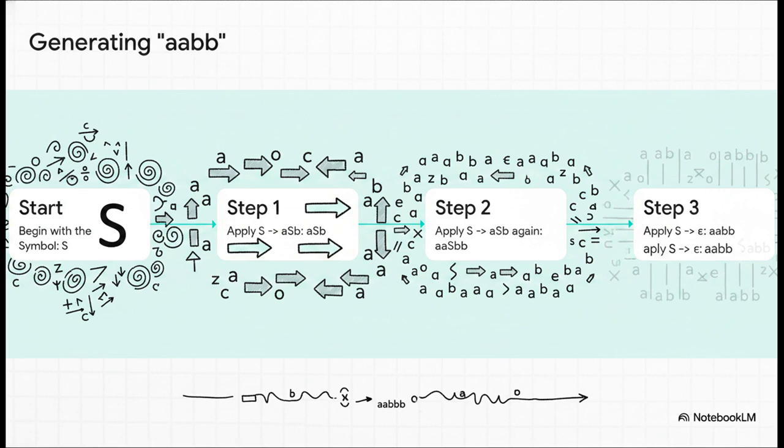Okay, so now we have ASB. But wait, we can apply that same rule to the new S in the middle. That gives us AASBB. We're almost there. Finally, we use another rule that says S can become nothing. That's our friend epsilon. And boom, we're left with ABAB, a perfectly valid word in our language.